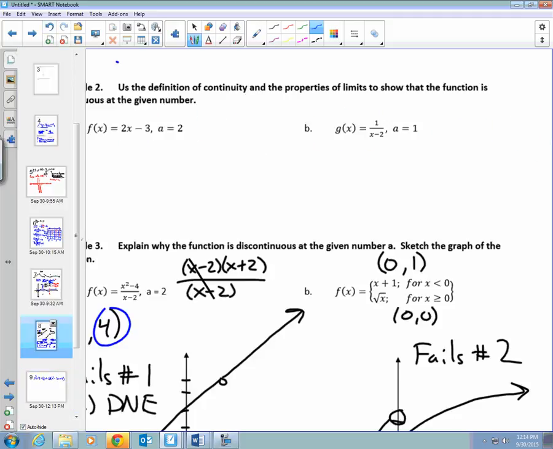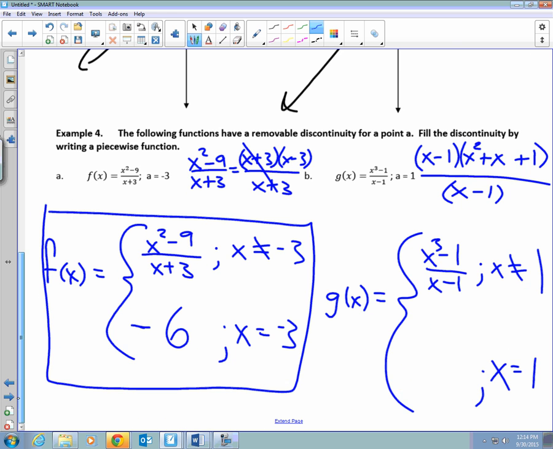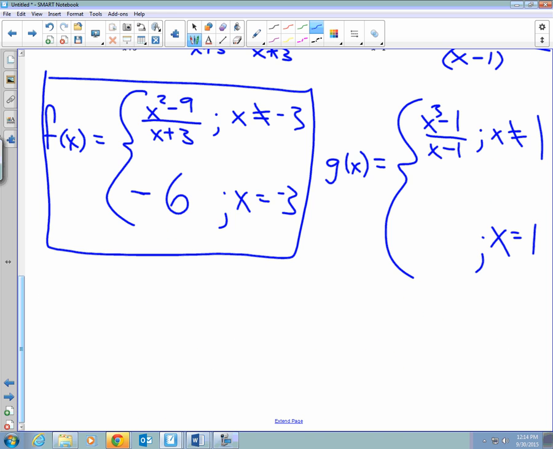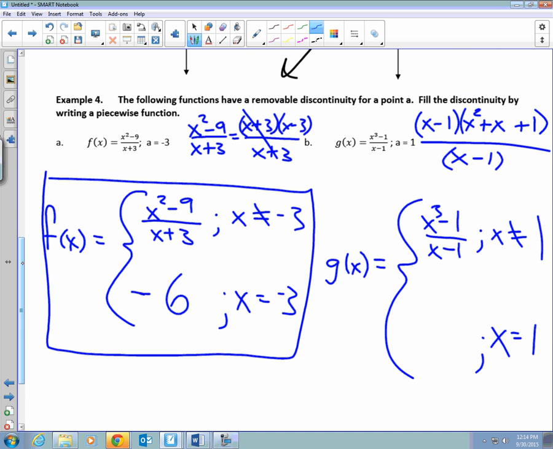All right, so we get back to this point. We see that the x minus 1s will cancel out. So can I now plug in the 1? What do you get? 3. And that is what fills the gap. That fills the hole.